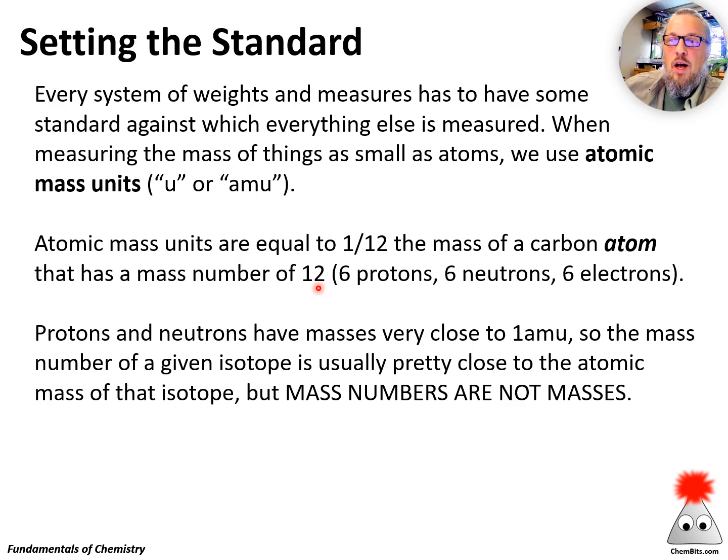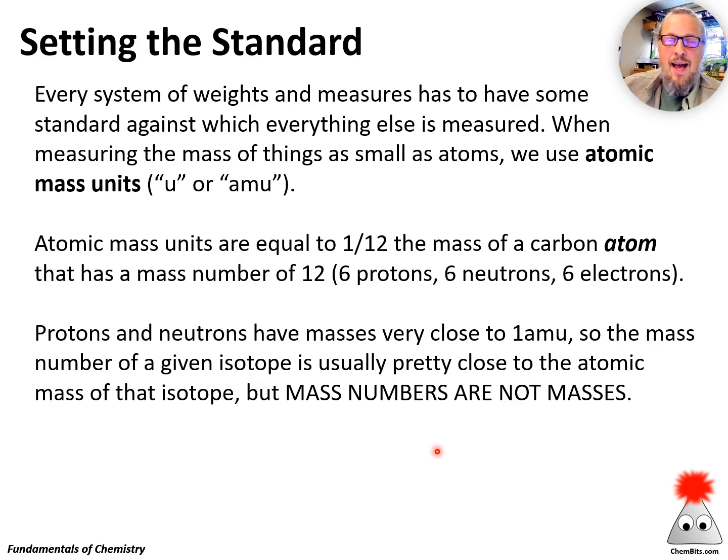number of 12. So a mass number of 12 means it's 6 protons and 6 neutrons. Well, carbon means it's 6 protons. A mass number of 12 means it's 6 protons and 6 neutrons. An atom means that it's 6 electrons to balance the charge of the 6 protons.